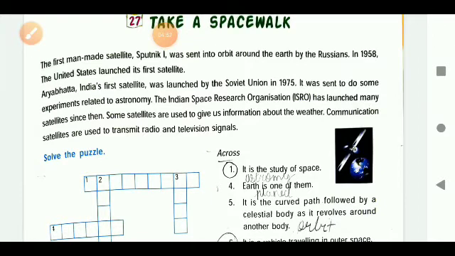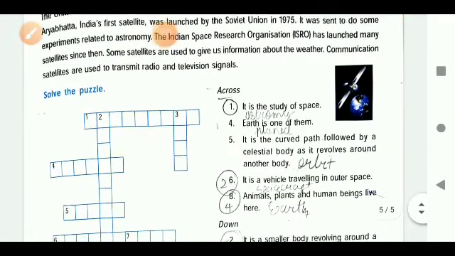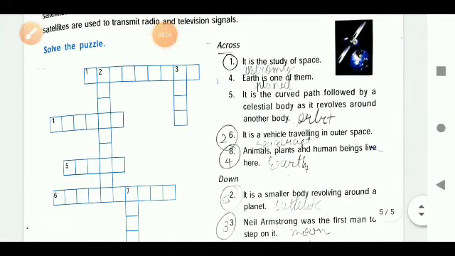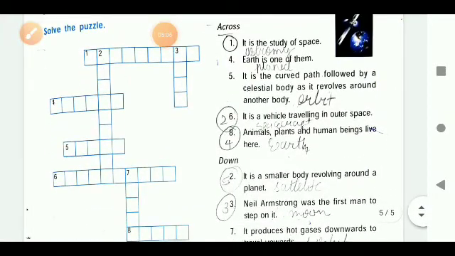So students, in lesson number 27, take a spacewalk, from this lesson true or false will be asked. So you have to go through this lesson in detail, and here you have to answer the question in true or false. The question will be asked like this: astronomy is the study of space, true or false? So you have to write true.